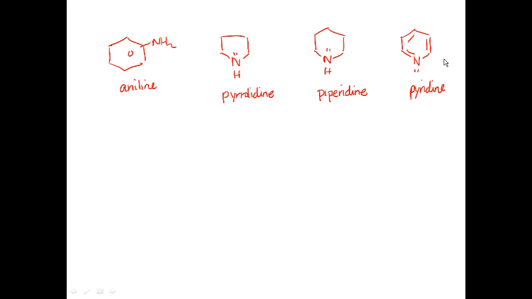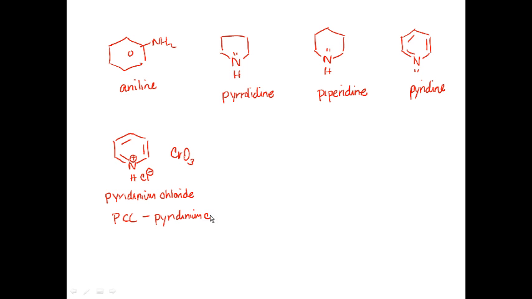And pyridine we had seen earlier, because if I take my pyridine and I add HCl to it, I form pyridinium chloride. And if I add chromium trioxide to that, then I form PCC, which was pyridinium chlorochromate. And there were lots of nitrogen compounds, remember, in the heterocycles that we talked about when we were talking about whether something was aromatic or not.